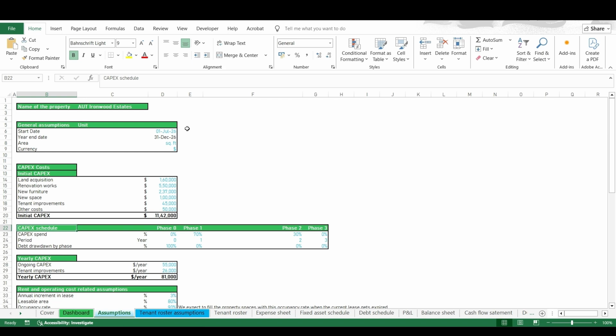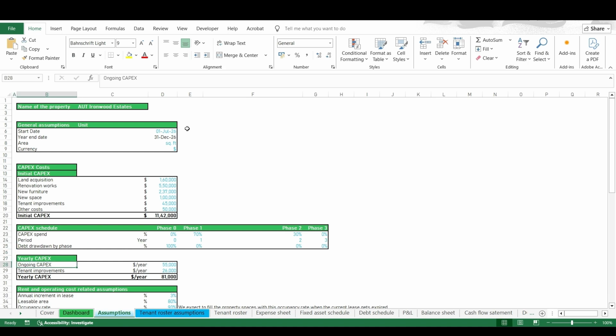Then we have our capex schedule, like how we are going to spend this capex. The year shows that year 0 means before the project has started, and phase 1 means the first year of the project, hence phase 2 and phase 3 mean year 1 and 2 of the project. Then we also have a debt drawdown schedule that we can input, that is connected to the debt schedule sheet.